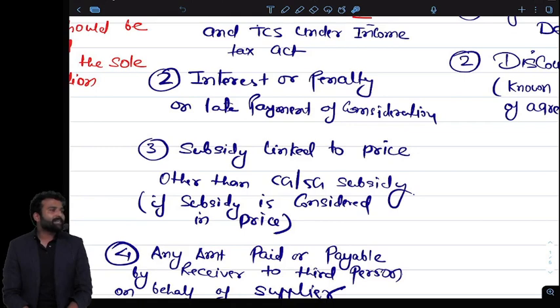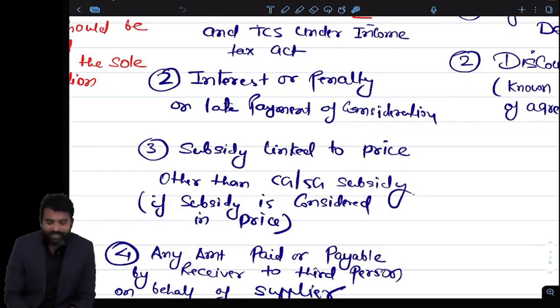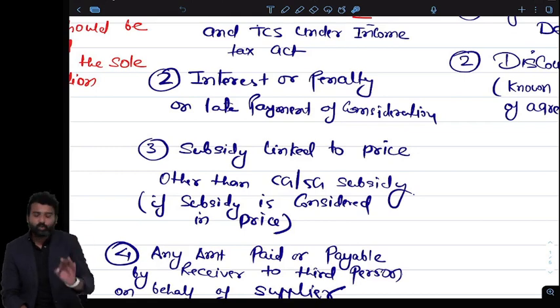Sir, what about the subsidy given by the union territory like Andaman and Nicobar? It is covered in central government only. Union territory is governed by central government. So it will be covered in central government only. So subsidy will be included, but only private subsidies. Subsidy received from the government will not be included while I am calculating the value of the supply. So it will be excluded. All the other subsidy will be included.